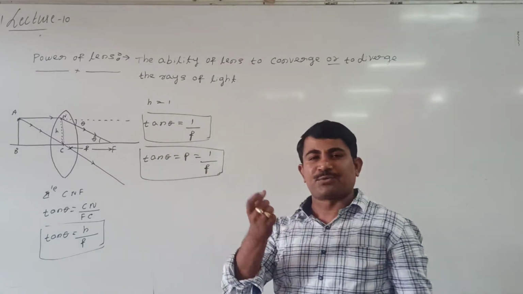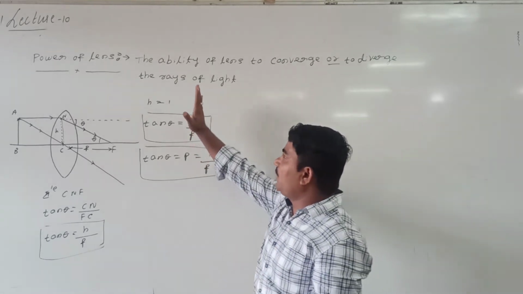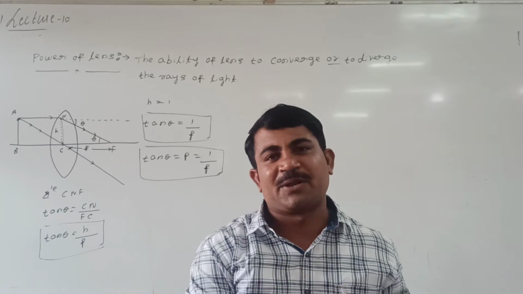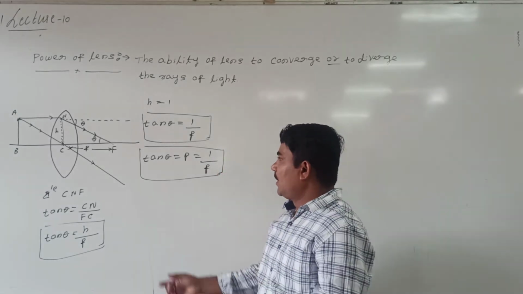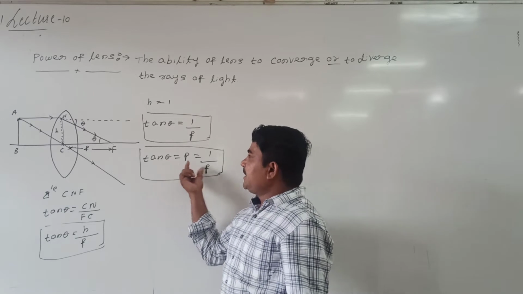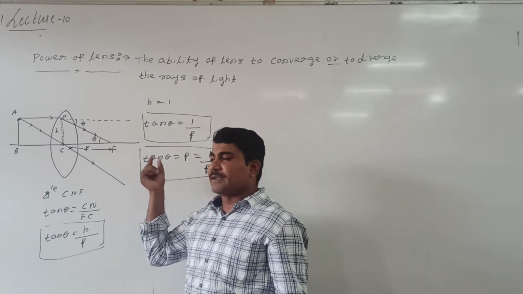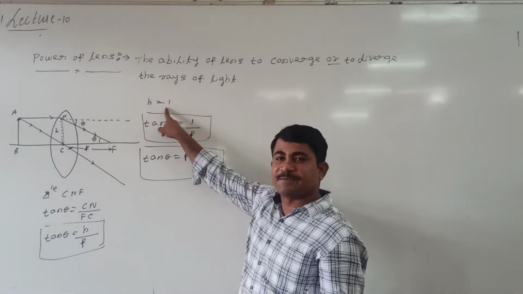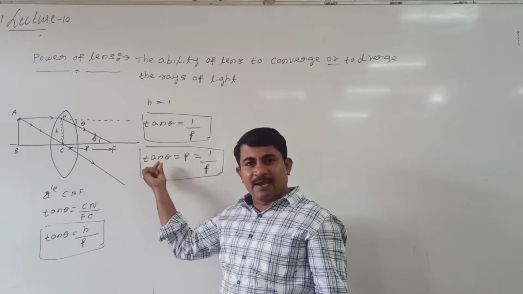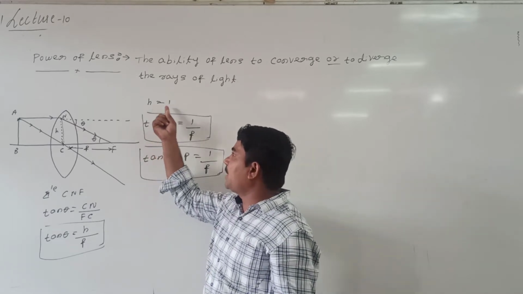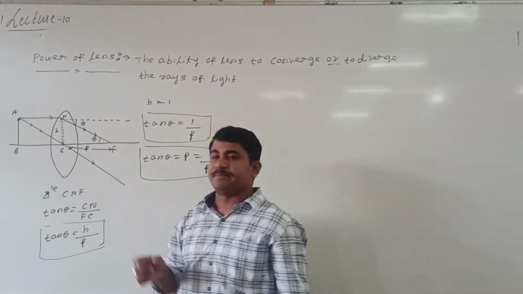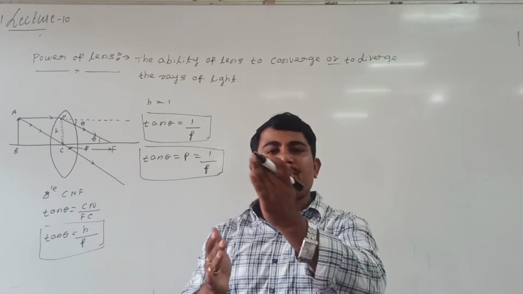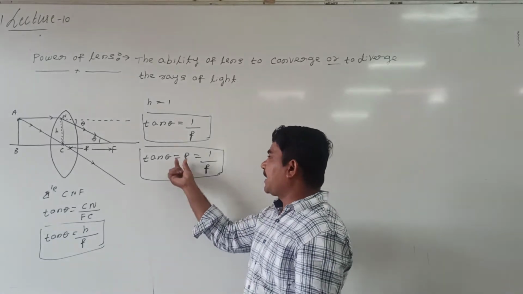This power of lens, how to define? One more way. In what way do I define? The ability of a lens to converge or to diverge the ray of light, that ability we are calling power of lens. But here, power of lens is the tangent of the angle in which the ray of light falls at a unit distance from the optical center. If the tangent of the ray of light falling at a unit distance from the optical center, that becomes the power of lens.